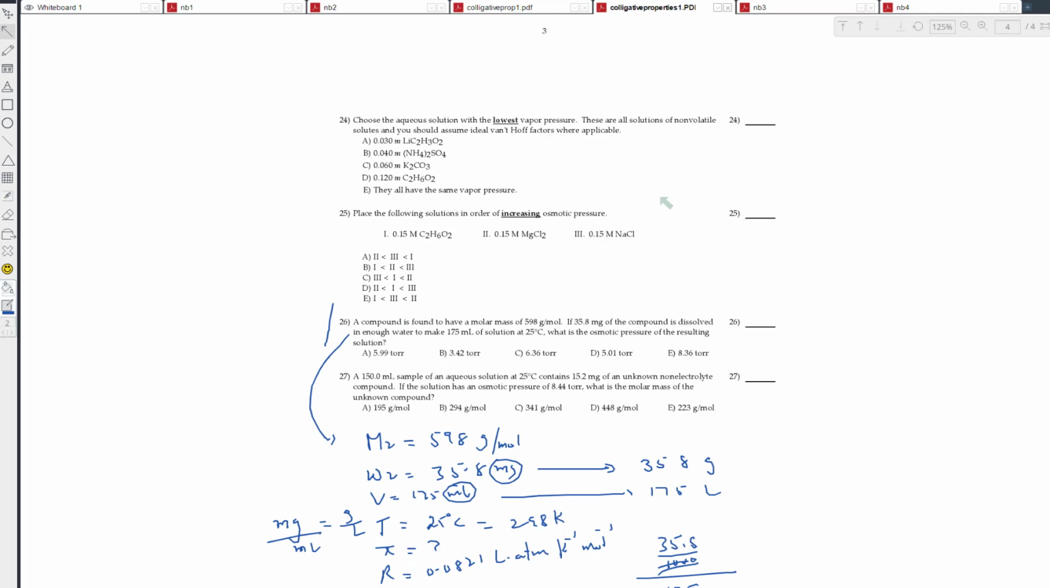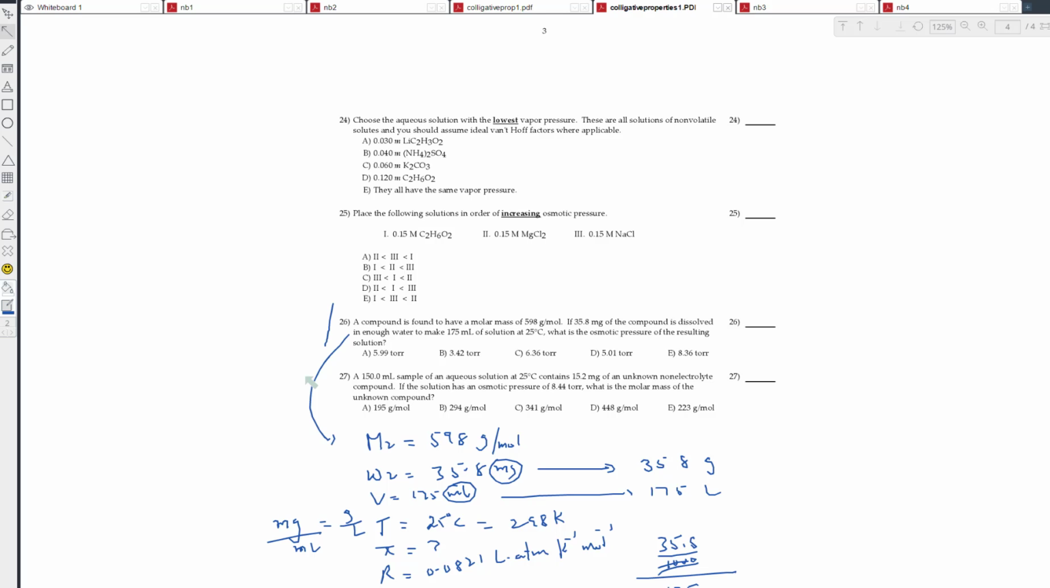What is the data for this question? We have 150 ml, so that's volume, V equals 150 ml. A sample of an aqueous solution, so we're dealing with water, at 25 degrees Celsius, that's T equal to 298 Kelvin. It contains 15.2 grams of solute, so that's W2, an unknown electrolyte. The solution has osmotic pressure, pi, equal to 8.44 torr. We can convert that later on to atmospheres. What is the molar mass of the unknown compound?